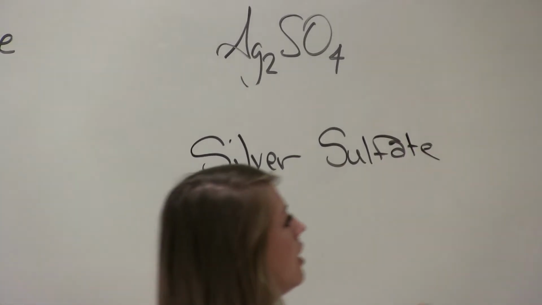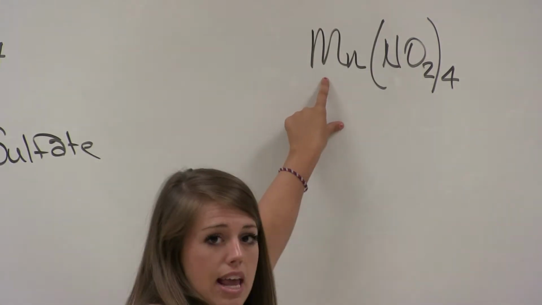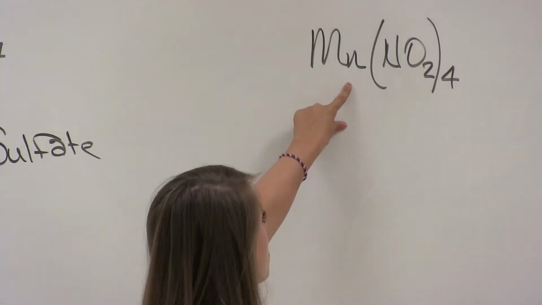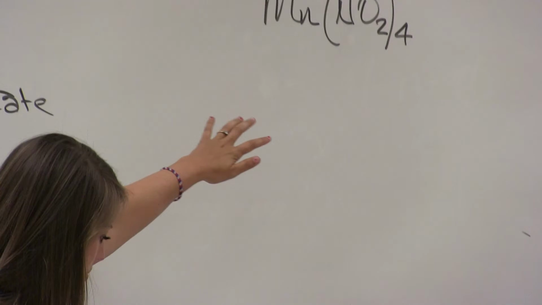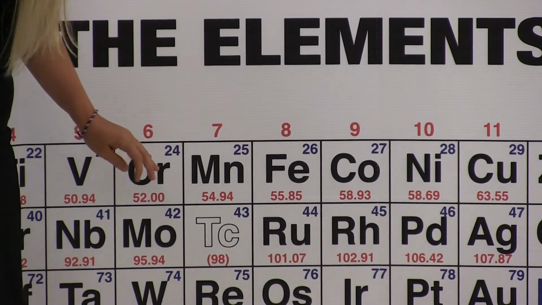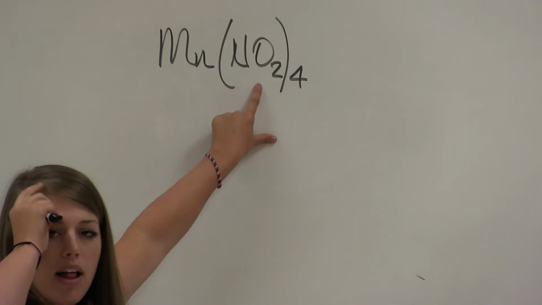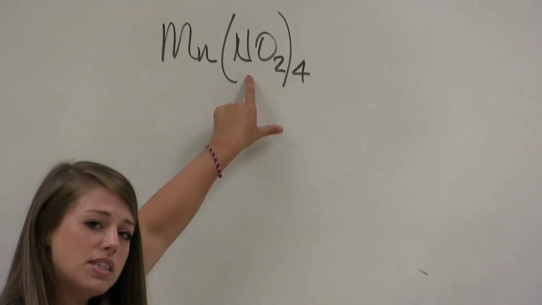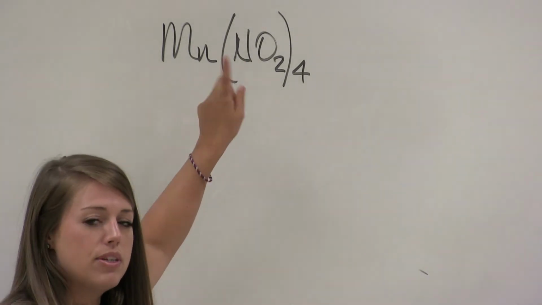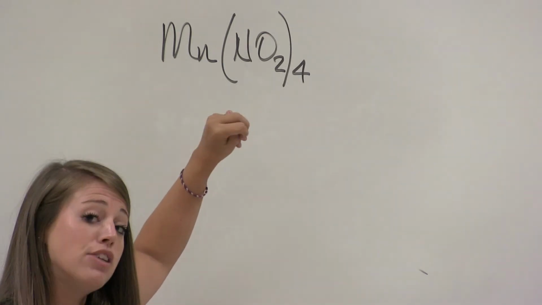Coming over here, the first thing we need to do is figure out if this is a fixed or a non-fixed metal. Manganese, if we look on the periodic table, is right here, so it is a non-fixed metal. It's going to be a type 2, so we're going to have to determine the charge of manganese. Identifying your polyatomic ion, this looks similar to nitrate, but the difference is that it has one less oxygen, so we're going to name it nitrite.